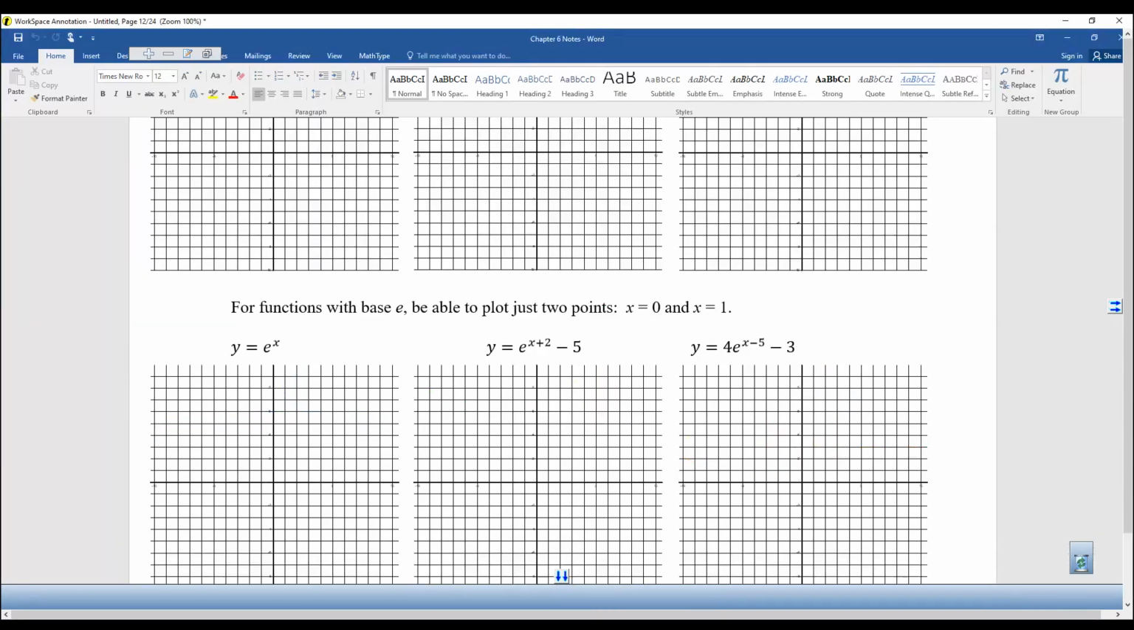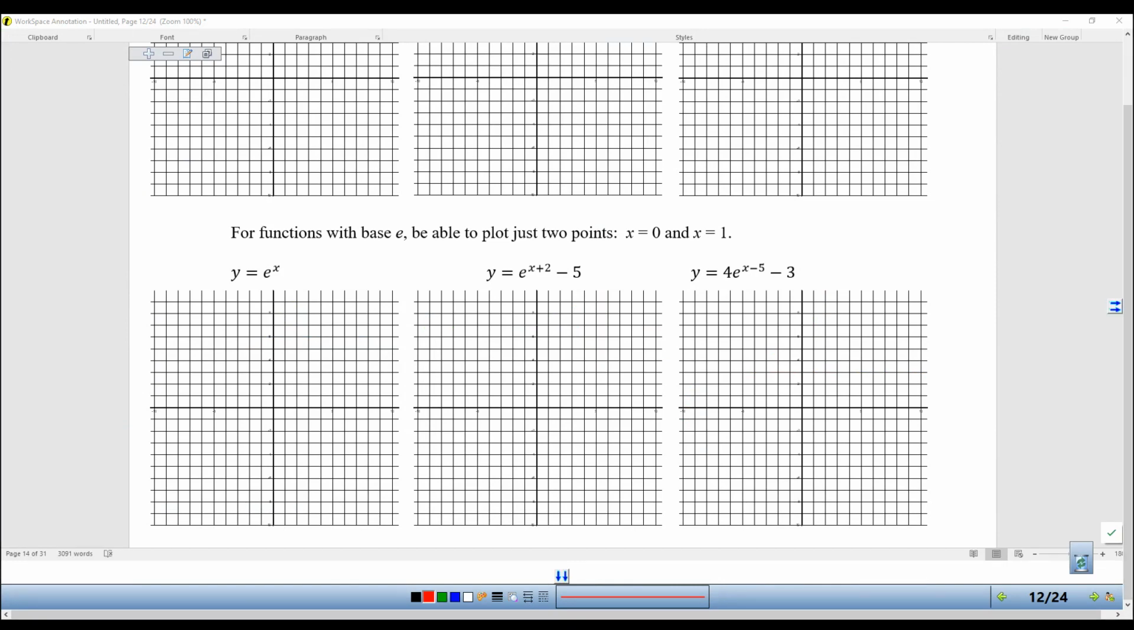Next set. Function with base e. So I only need you to be able to plot 2 points. It has the same shape, so know its shape. That's still one of your rules. And then the only 2 points, instead of a whole long list of them, are: anything to 0 power is 1, and e is approximated by 2.7. Okay, so (0, 1) and then (1, 2.7). And again, I have my asymptote. So it's going to look something like this.